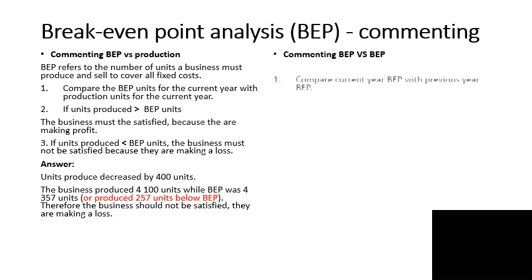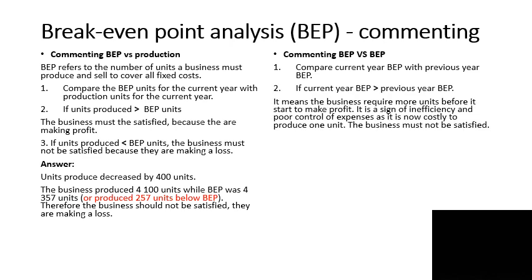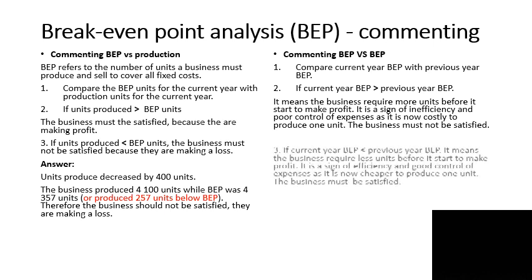Now, how do we comment when we are given previous year break-even point to current year break-even point? We compare the two, previous year with current year. Now, how do we know what to say? If current year break-even point is greater than previous year break-even point, it means the business requires now more units before it starts to make profit. It is a sign of inefficiency and poor control of expenses, as it is now costly to produce one unit. The business must not be satisfied.